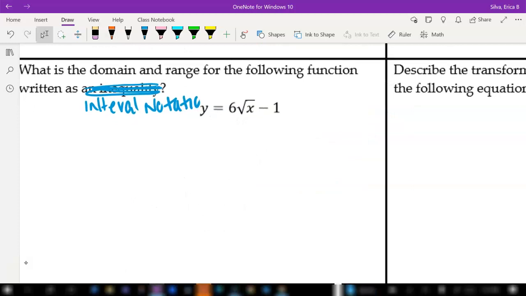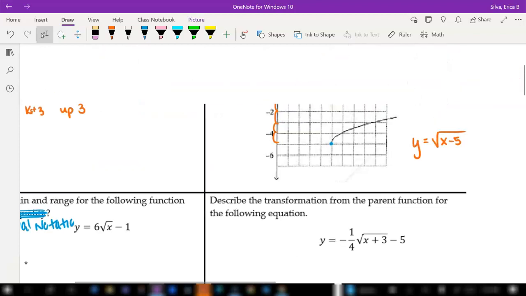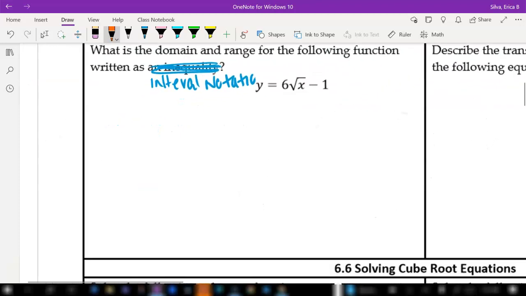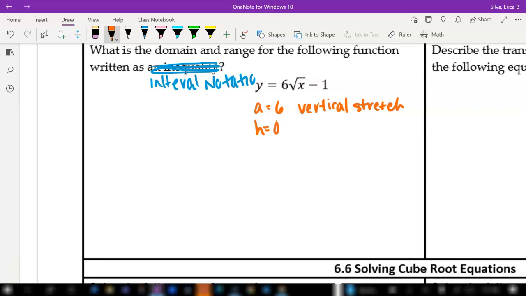Let's look at this next problem. We have a square root function. For the parent function, it's going to be the same as this one here. Notice that my a is equal to 6. That is going to create a vertical stretch. Your h is 0. Notice how there's nothing inside the radical, so there is no horizontal change. But there is a change at my k. My k is negative 1. That means we're going to go down 1.